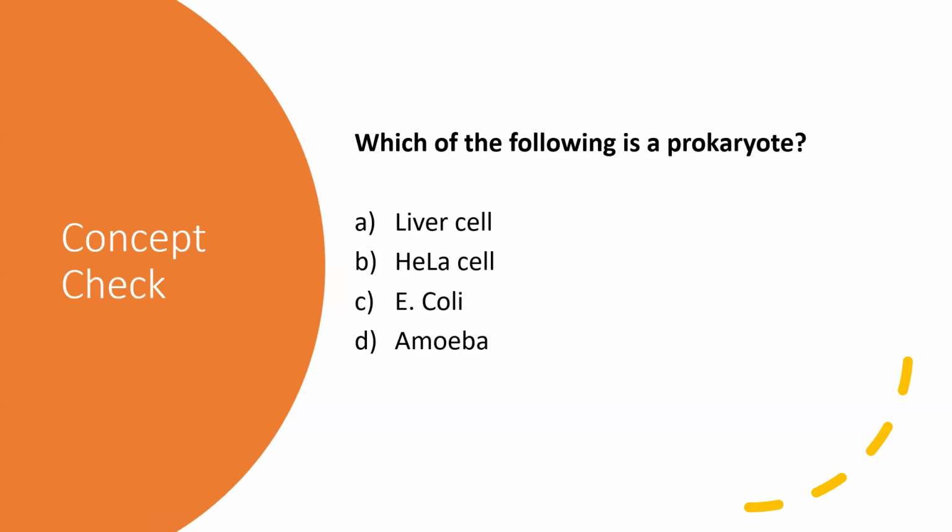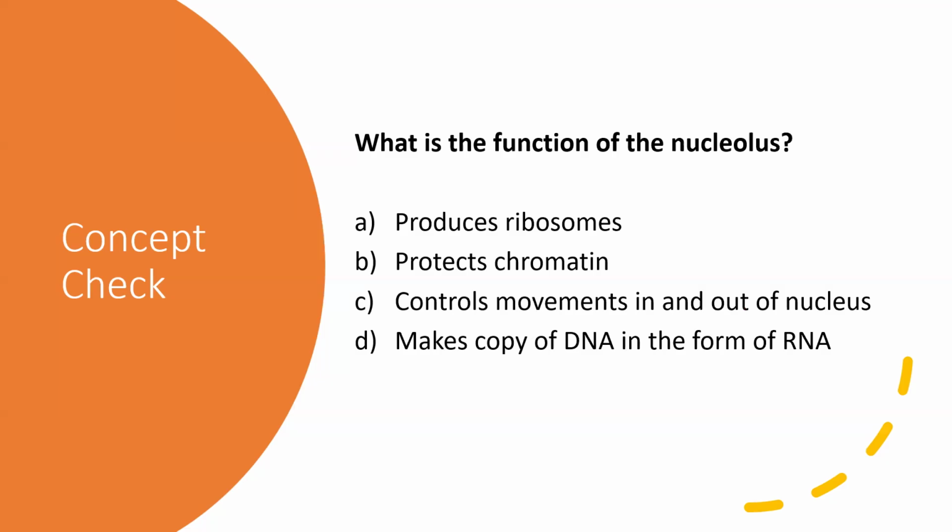Okay, we're looking for prokaryotes. Prokaryotes have no nucleus, right? Okay. So liver cells. Liver cells are animal, right? So they have a nucleus. That's not it. HeLa cells, you guys remember the story I told you last class at the end? Yeah. It's from the cervical cancer from the lady, right? That is eukaryote. E. coli is a bacteria. That's prokaryote. Okay. Amoeba is a protist. That's eukaryote. How about this one?